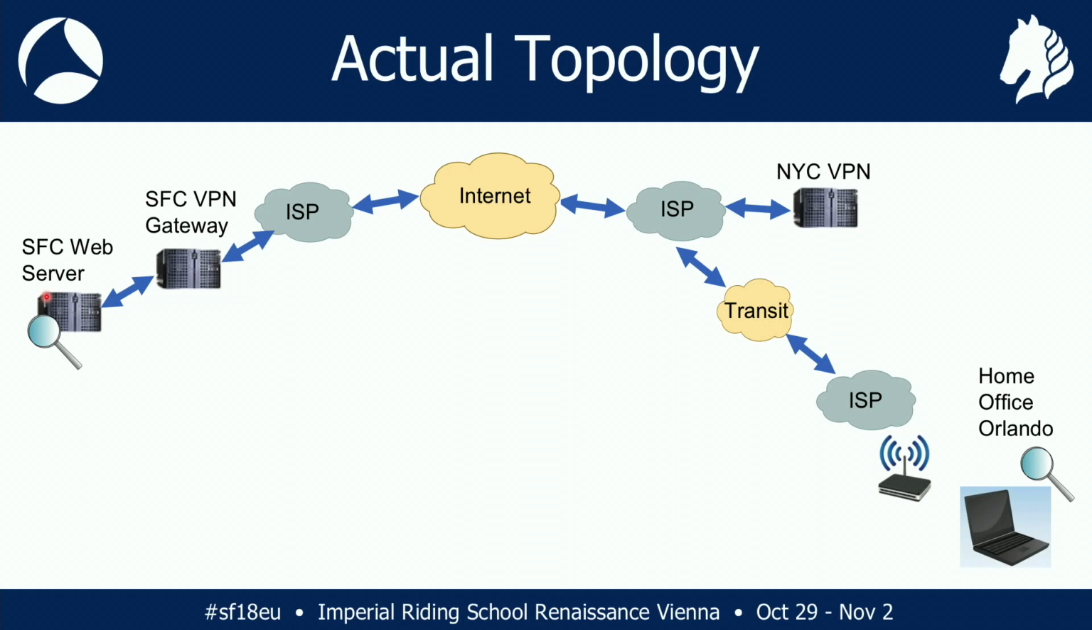So there's lots of nastiness in between, and of course, there's all kinds of things in this cloud. We might hop from one transit AS to another transit AS. But it's my laptop talking to the web server. So this is the background of the actual topology.